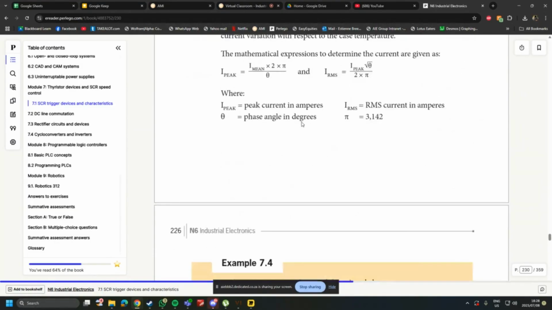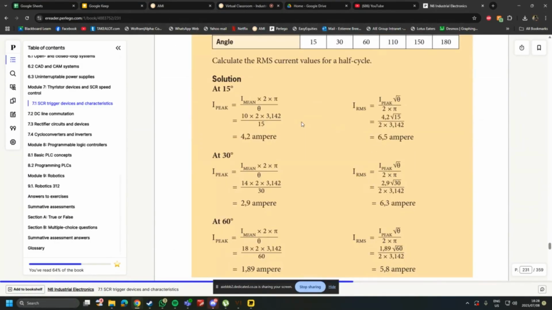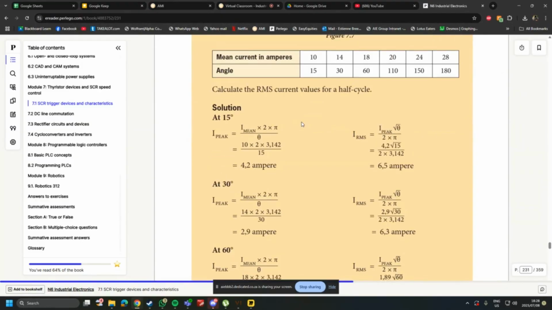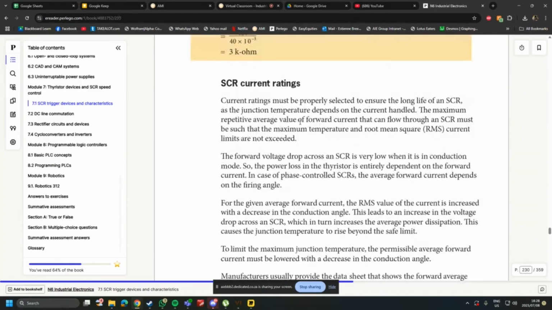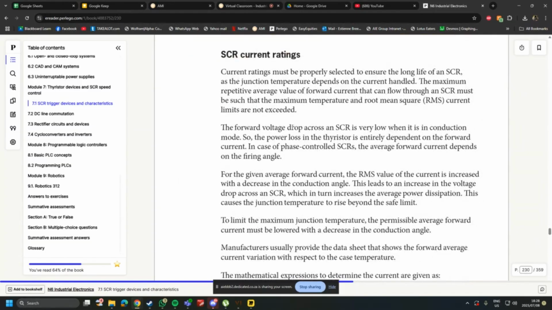And then we also get to calculating the peak and RMS currents for SCRs. Now, the current ratings for SCRs, actually for most semiconductor components, include an average forward current and an RMS value that the component can handle, but there's also things like current pulses of much higher value that these components can handle.